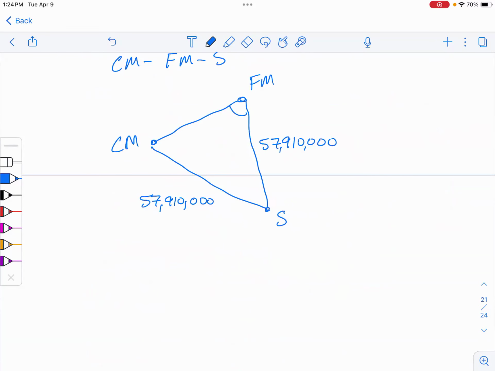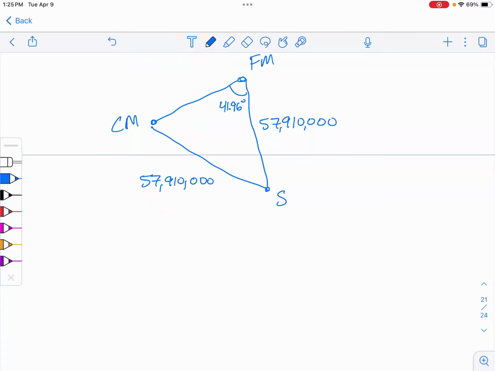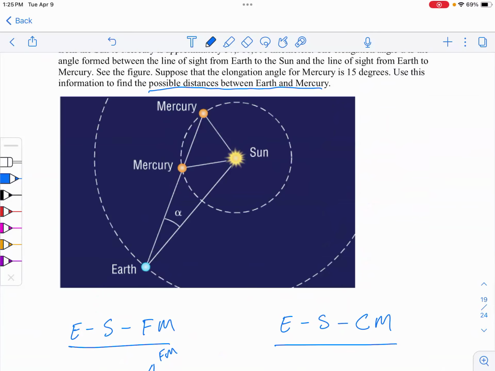So I also know 41.96 degrees. And now I have all the info I need. And is this law of sines or law of cosines? Law of sines again, right? I have an angle and the side across from that angle. So wouldn't the angle for close Mercury be the same since they're the same numbers? You're a step ahead of me.